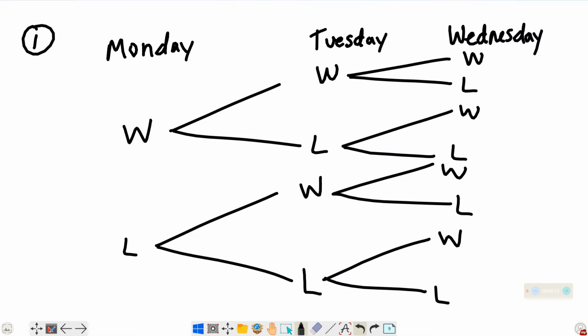Each win has a 17% probability of occurring, which if you change it to a decimal, you move it 2 spots. So 1, 2, which is 0.17. So every time you see a W, you're going to write 0.17 underneath.